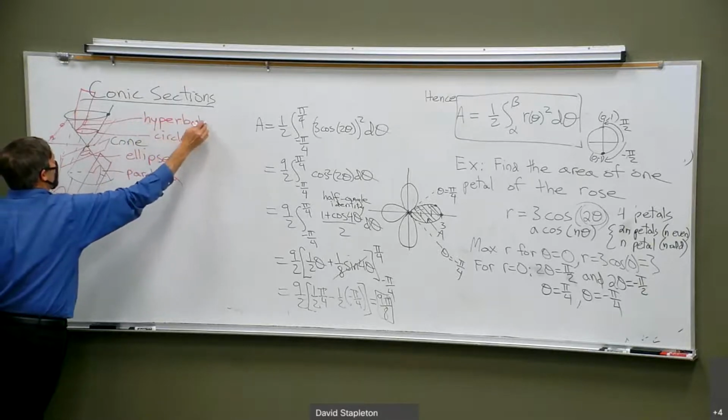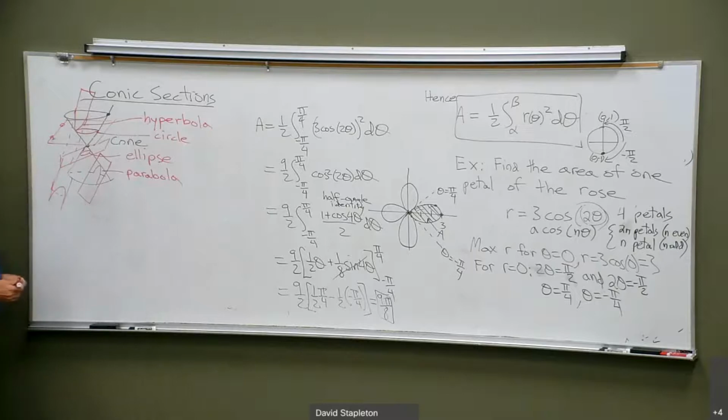So depending on the angle at which you cut the cone, you can get a circle, an ellipse, a parabola, or a hyperbola. Let's see if I can share the screen on here.